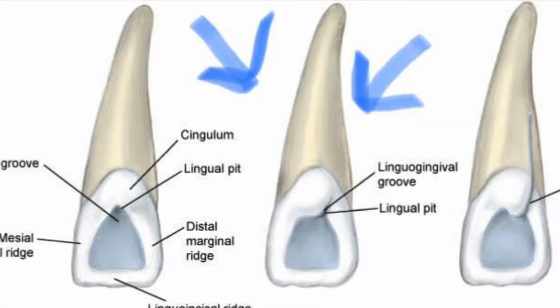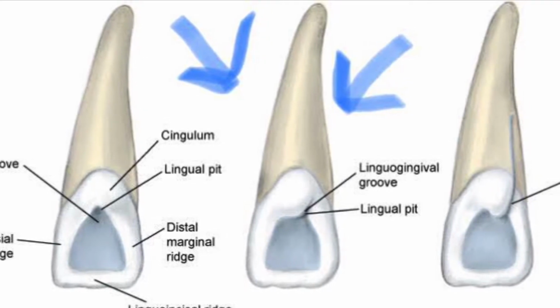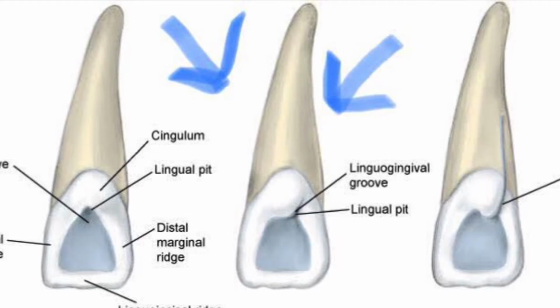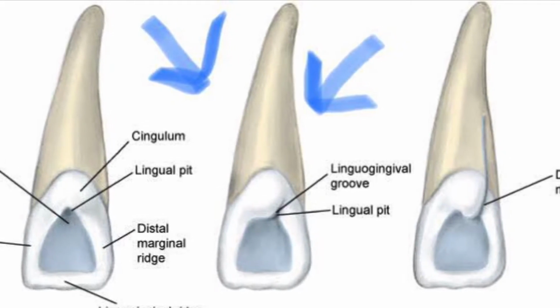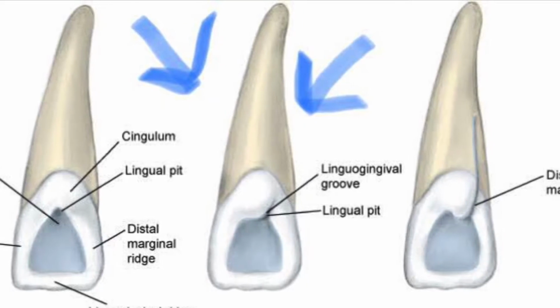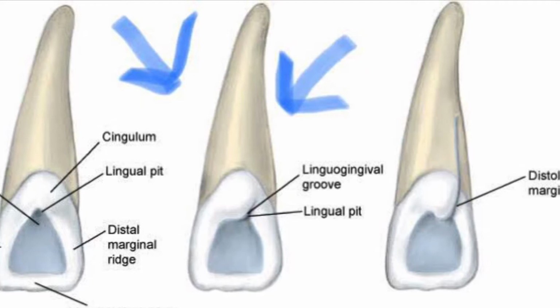Additionally, on the second variation, present on the lingual surface may be a vertical linguogingival groove that originates in the lingual pit and extends cervically and slightly distally onto the cingulum. The linguogingival groove may extend onto the root surface. The groove is also more common on this tooth than the maxillary central.